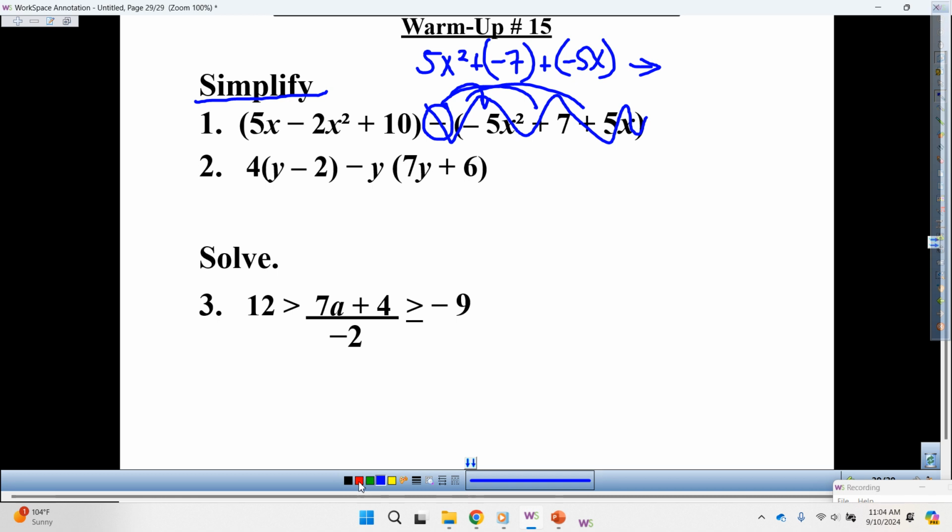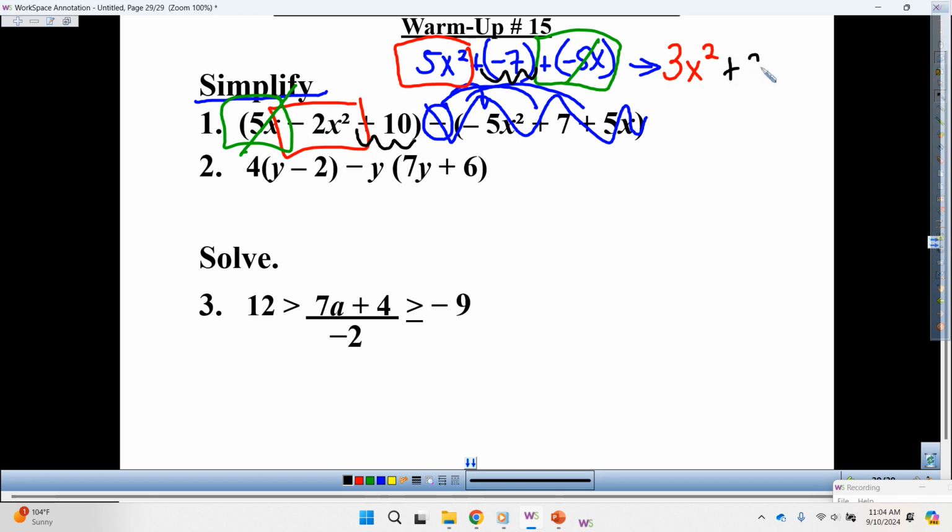All right, so let's see. I'm going to start with the highest degree. Highest degree is 5x squared. Take away 2x squared. That leaves us with 3x squared. Next, we got -5x and positive 5x. What happens there, everyone? Cancel. And last but not least, we got 10 minus 7. That is 3. Hands if you got that by yourself.